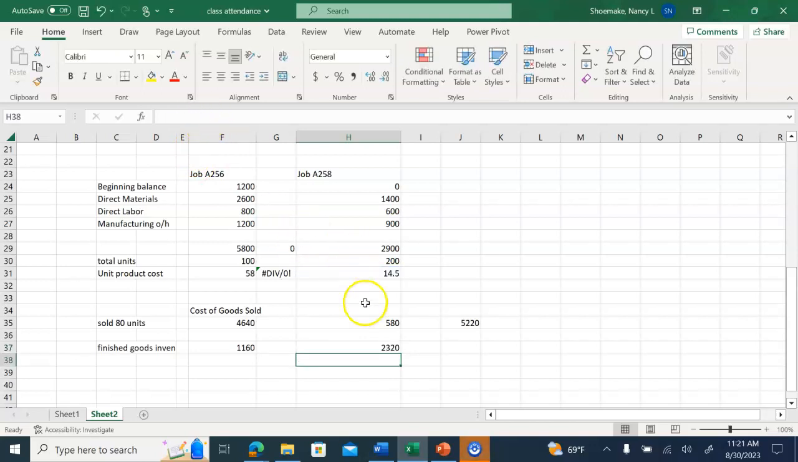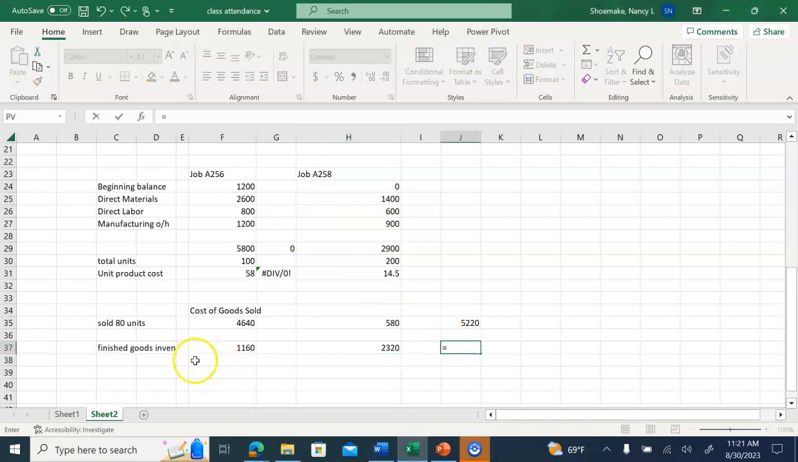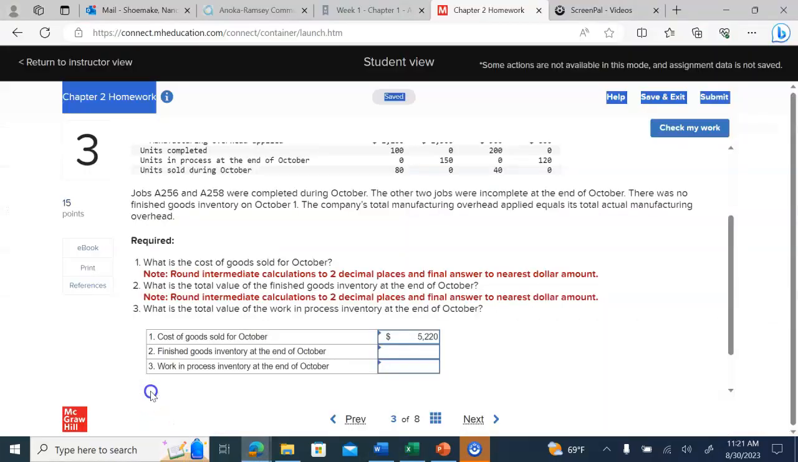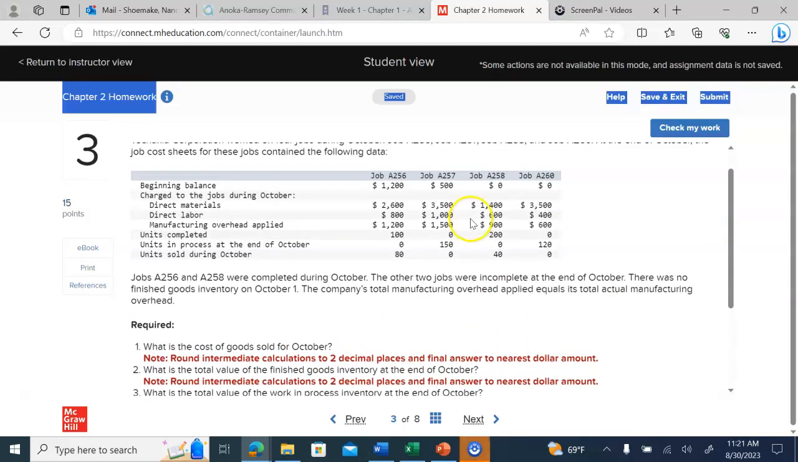160 units. So in our finished goods, wouldn't we have 3,480? That making sense? Now, the work in process, 3,480. The work in process are going to be jobs 257 and jobs 260, right?